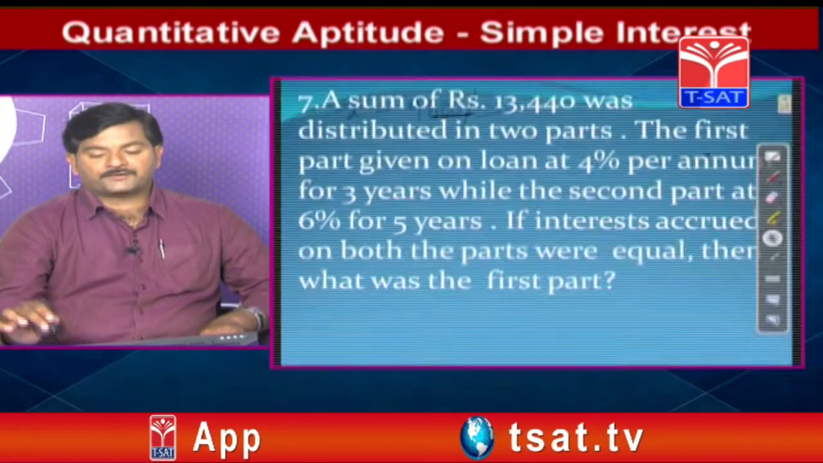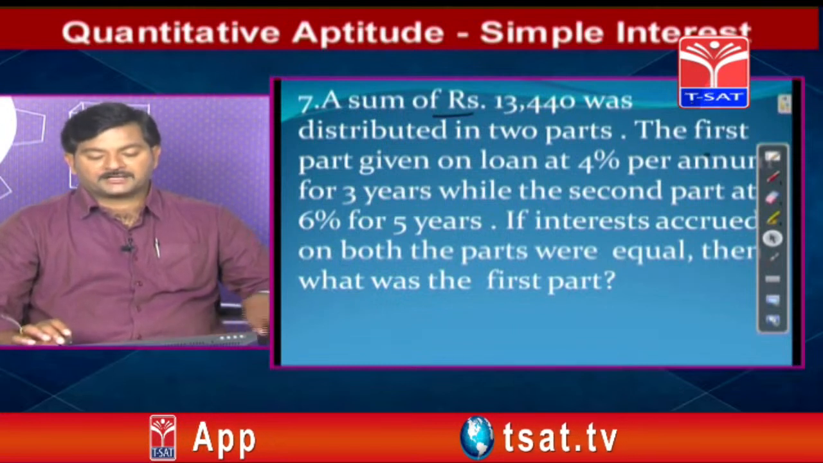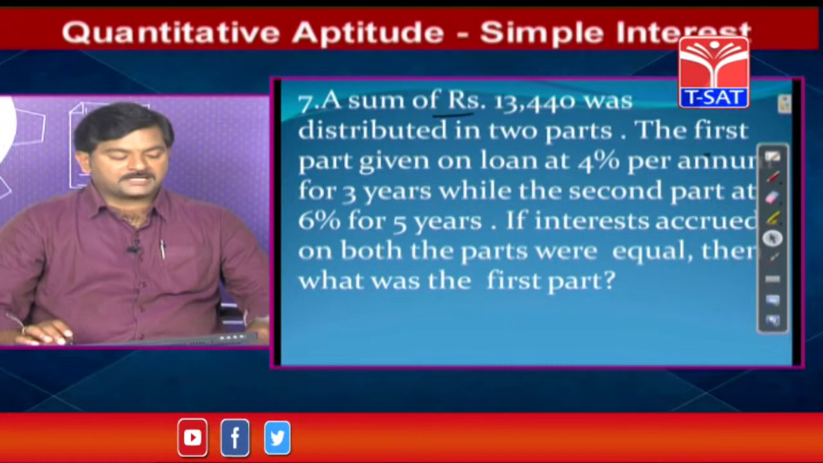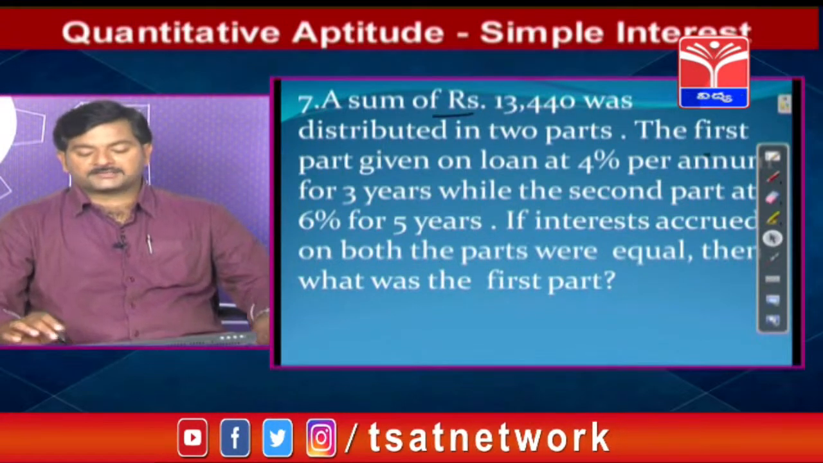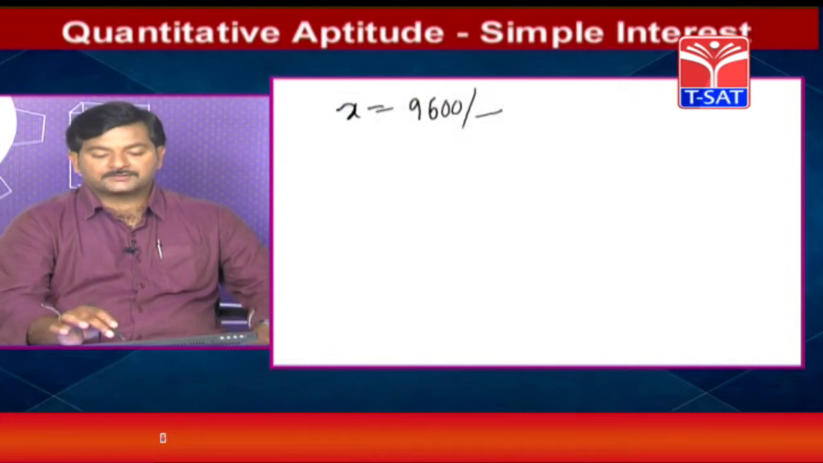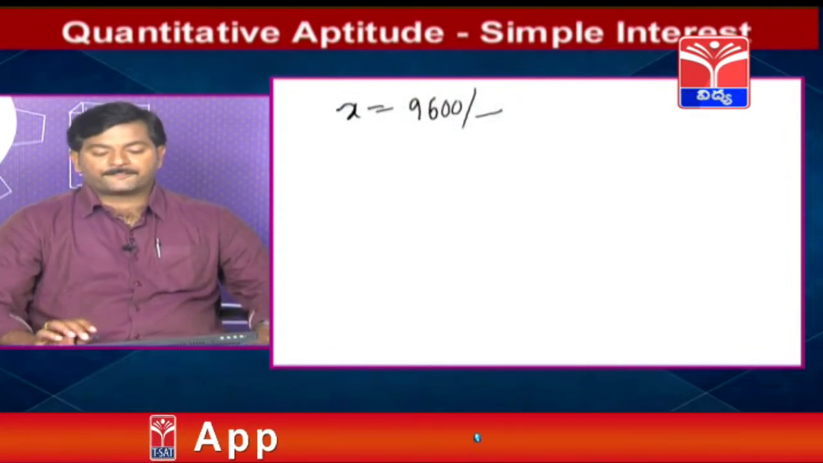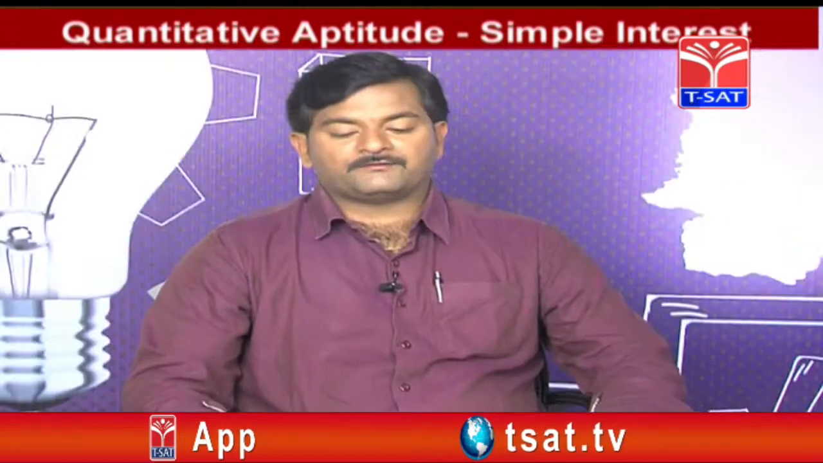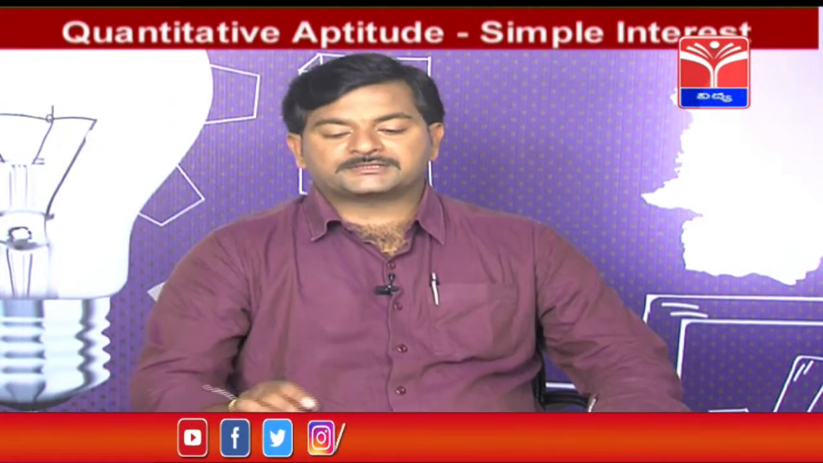But he asked you to find first part or second part? He asked you to find first. What was the first part? So obviously he asked you to find out the first part. Solving this condition, so it is clear. We are getting, see here, solving this condition, both the cases, obviously X value equal to 9,600.